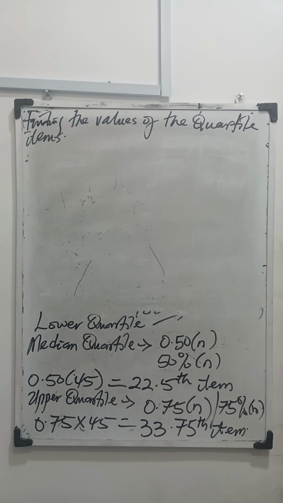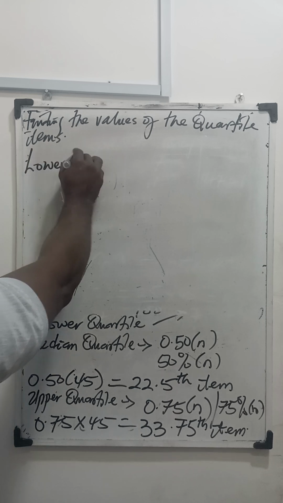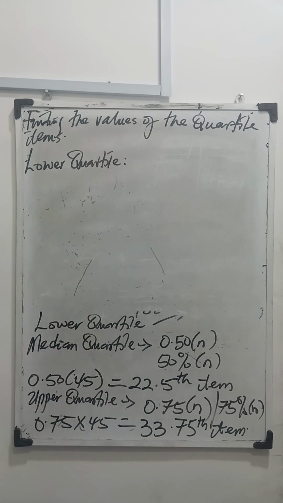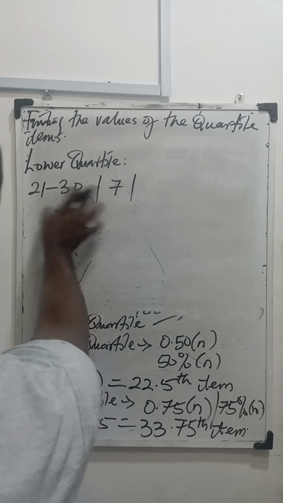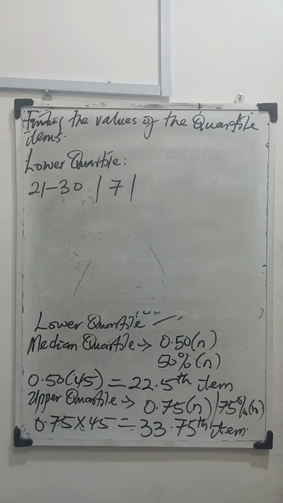So the lower quartile, according to the table that we had before, between 21 to 30, and then 31 to 40, and all that. There are 7 items in the first group. From the table, remember, 21 to 30, we had 7 items. And the quartile that we had was 11.25.